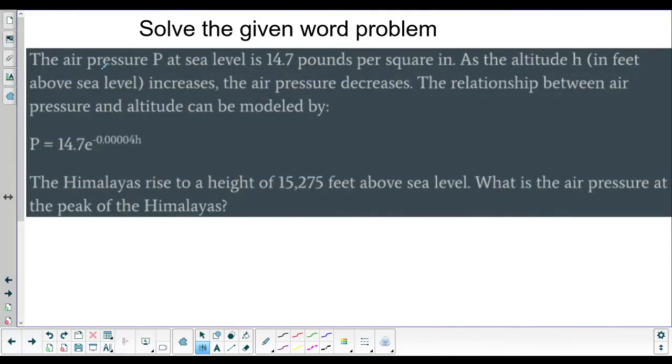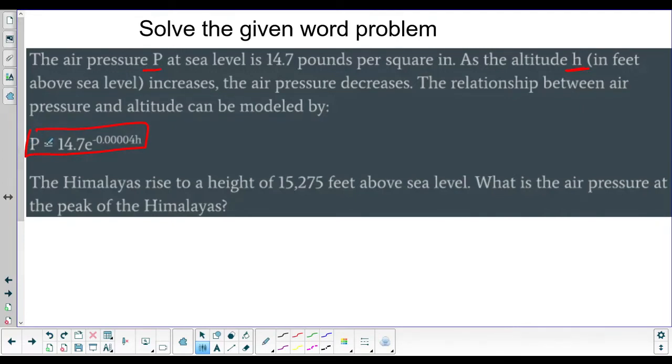It says the air pressure, P. So P is air pressure in this problem. Let me get a slightly more visible color. Is red more visible? Yeah, red's more visible. So air pressure is P at sea level is 14.7 pounds per square inch. As the altitude H, so H is altitude in feet above sea level, increases, the air pressure decreases. The relationship between air pressure and altitude can be modeled by this equation.